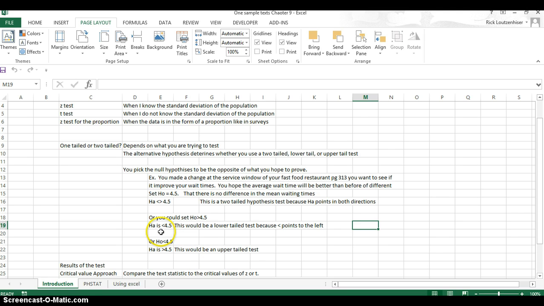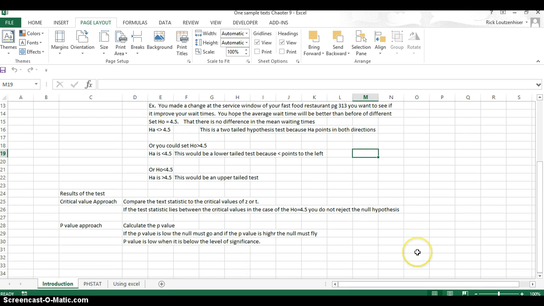If I go down here, I have set it up differently, where the alternative hypothesis would be less than 4.5. Well, that is a lower-tailed or left-tailed test, because the less than sign is pointing to the left, and over here it's pointing to the right. So this would be an upper-tailed test or a right-tailed test. Okay, so that'll be a question you ask sometimes when you're setting up a hypothesis test of some kind.